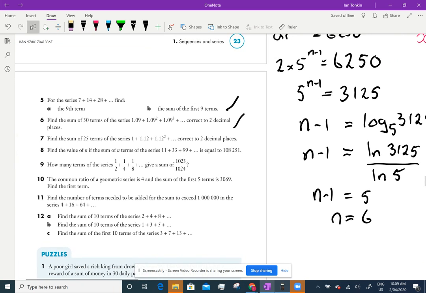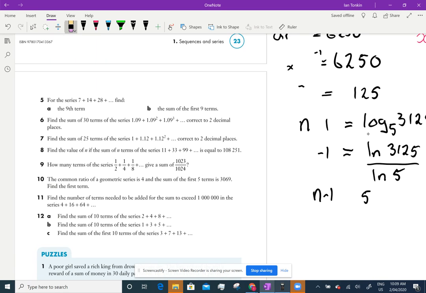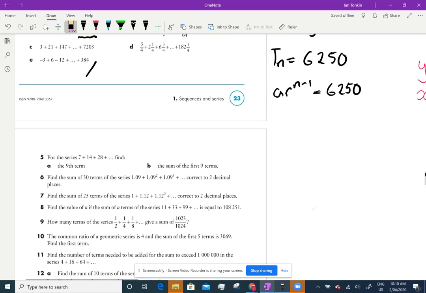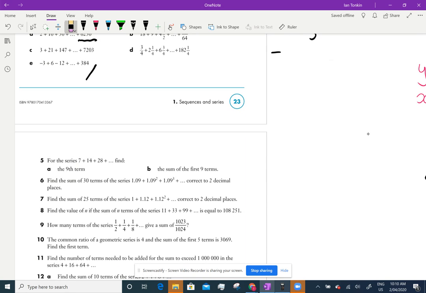So I'll do 6 and 9 and then 12. 6, 9 and 12. And if you're having any problems, just email me. You shouldn't. This is relatively easy. So have a go at them yourself and then come back because you should be okay with them now.